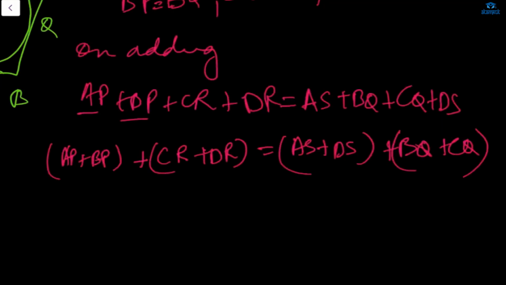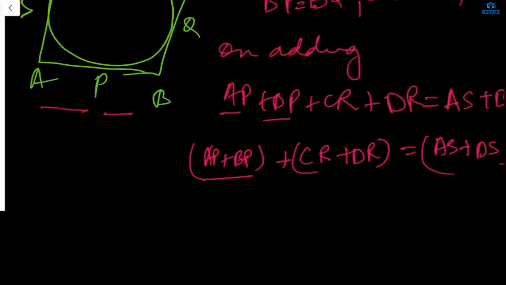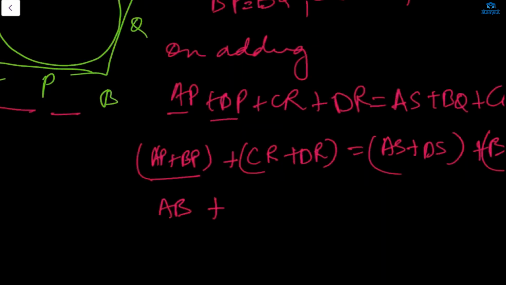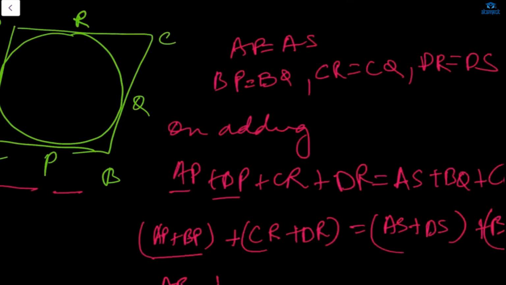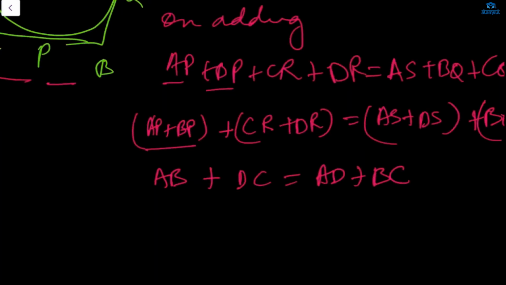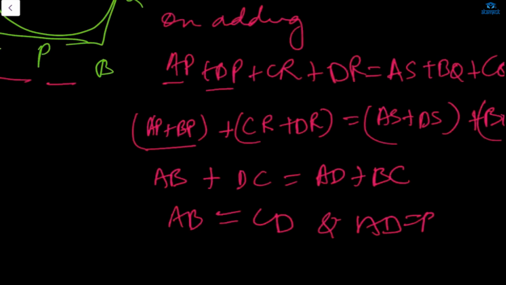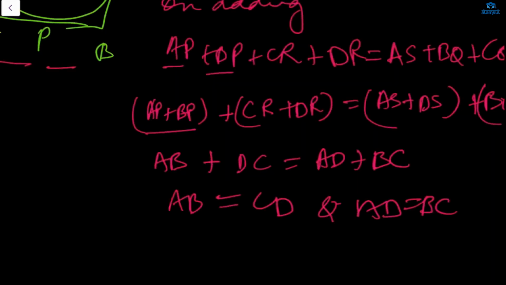So instead of AP and BP, you can write complete AB. CR and DR, you can write complete DC. Now ABCD is a parallelogram, so we know that AB is equal to CD and AD will be equal to BC. Opposite sides are parallel and also equal in a parallelogram. So we mention here, since ABCD is a parallelogram, AB is equal to CD and AD is equal to BC.